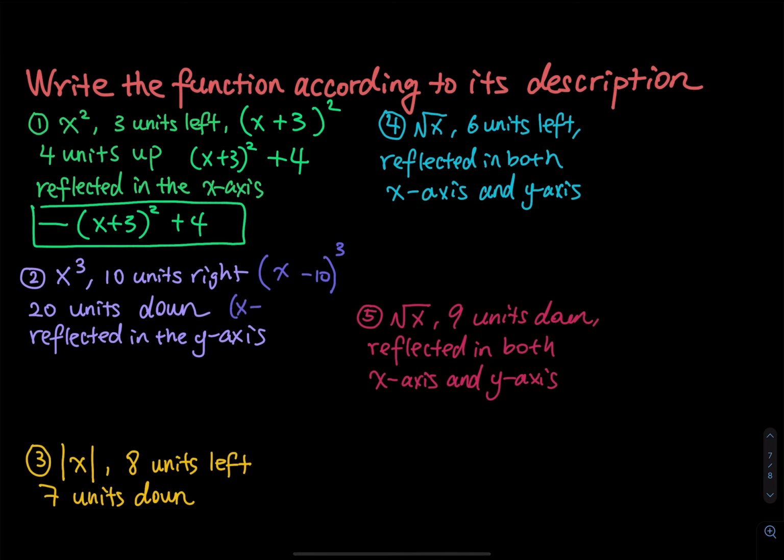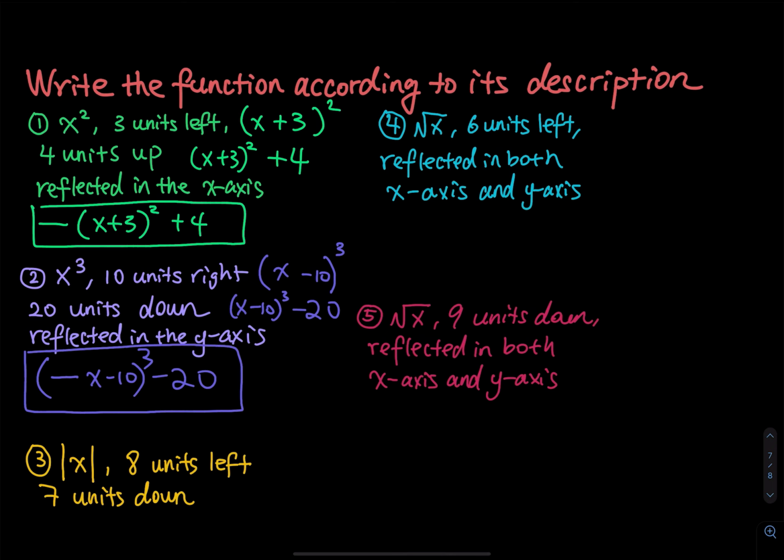And then 20 units down, you have x minus 10 to the third, and then minus 20, and then finally you have to create a reflection in the y-axis. So when you create a reflection in the y-axis, you have to put a negative right next to x. So you have parenthesis negative x, minus 10, to the third power, and then minus 20. So this is the final answer.